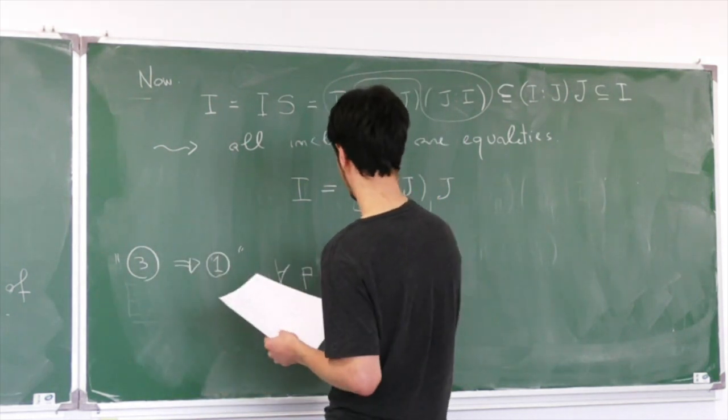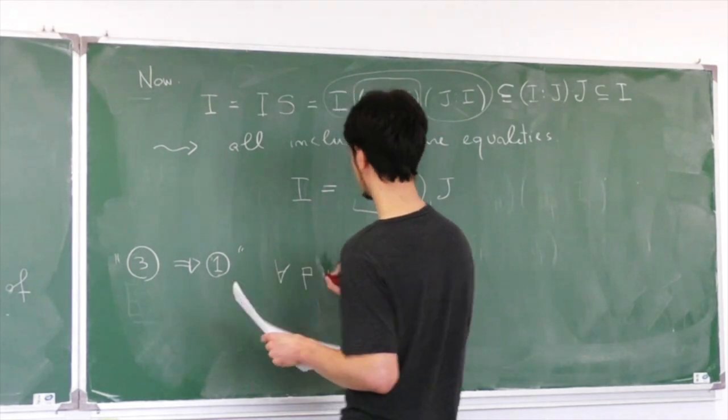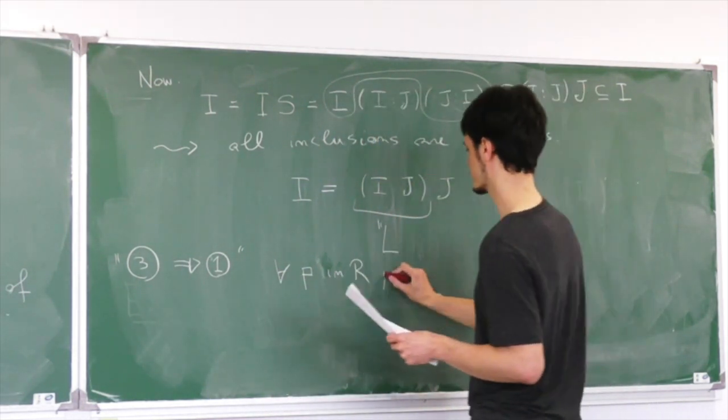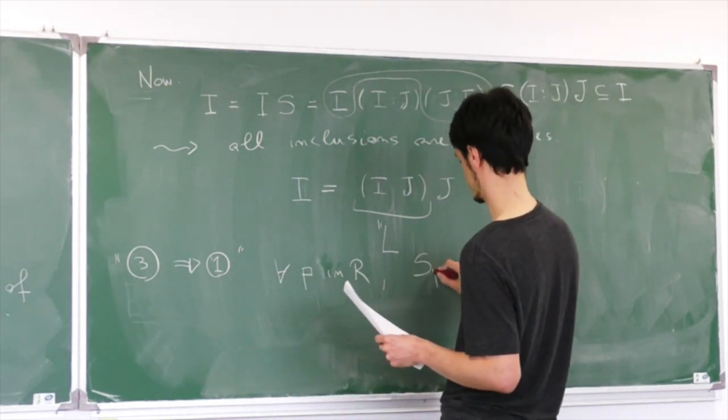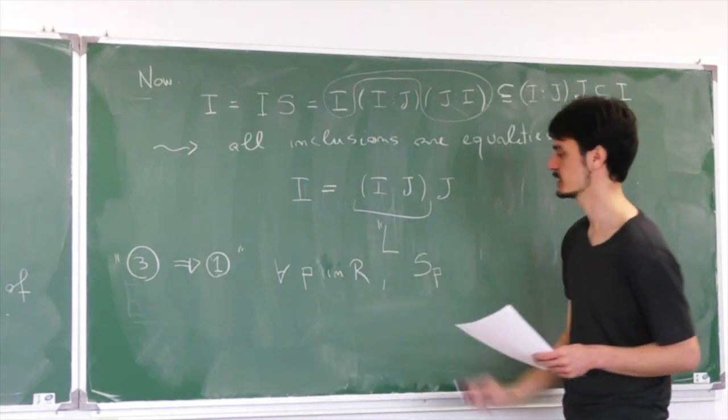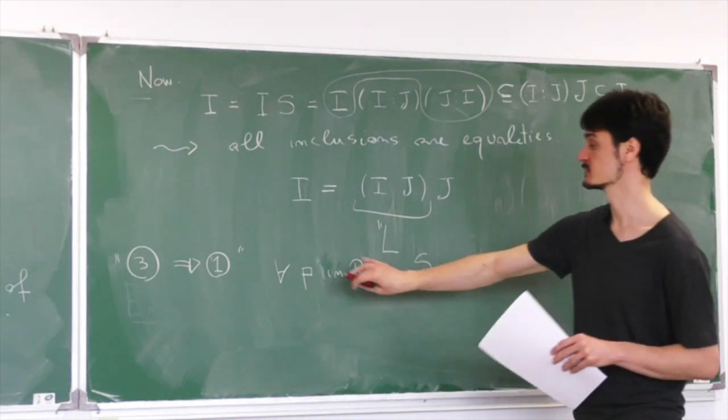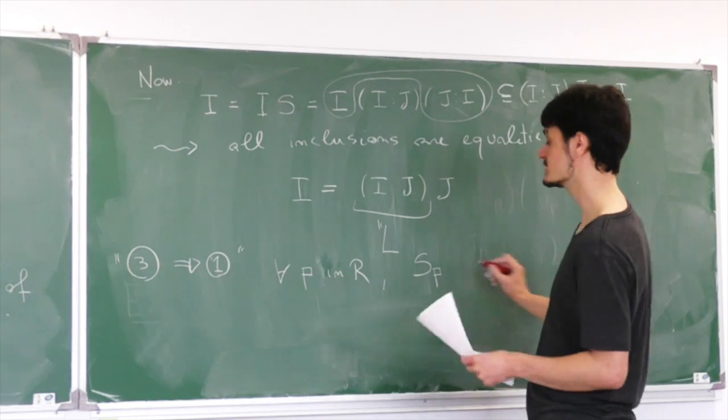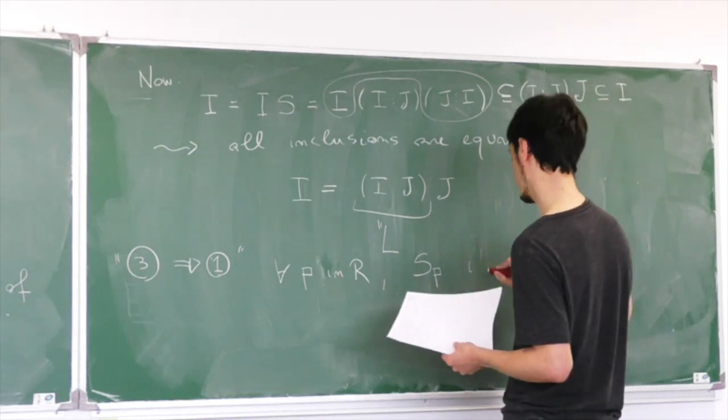So we take a prime in R, and we observe that when we localize S at P, so at the multiplicative set consisting of all elements of R not in P, this is a semi-local ring. It's not local, it's semi-local.